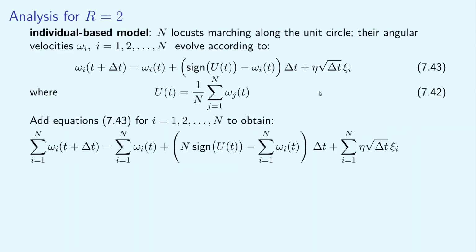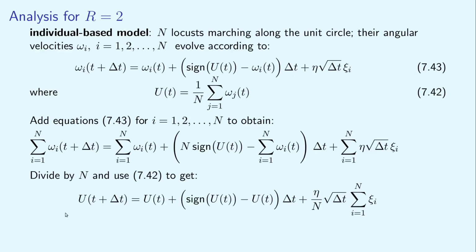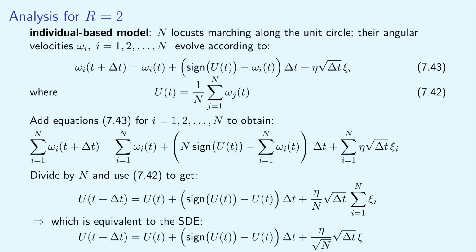We add equations 743 together to obtain the following equation for the sum of angular velocities. Dividing by n, we obtain that the average velocity of locusts at time t plus delta t is equal to the average velocity at time t plus two terms which resemble a stochastic differential equation. We do have a sum of n independent normally distributed random variables here, but the sum of normally distributed random variables is again a normally distributed random variable.